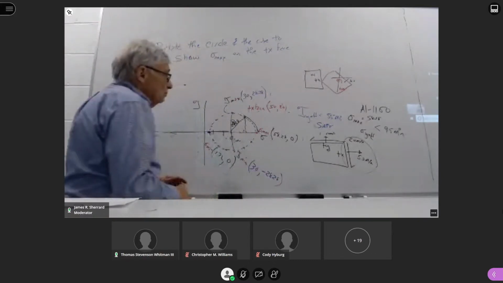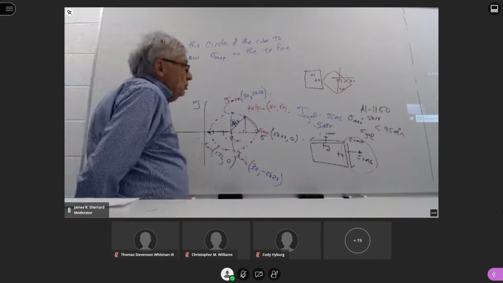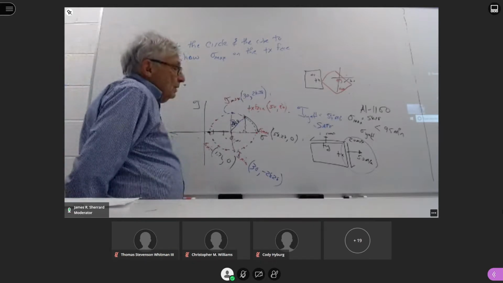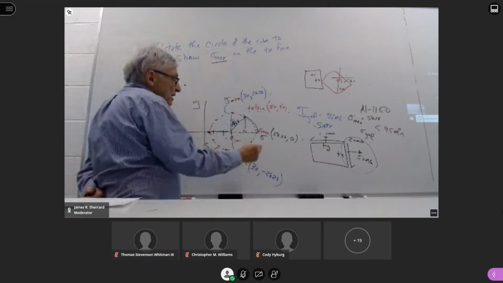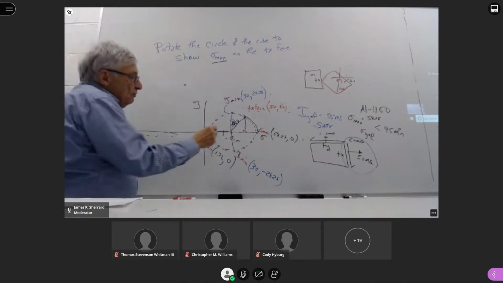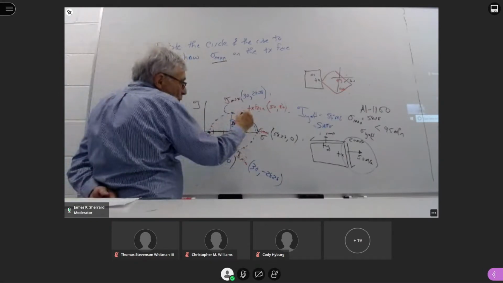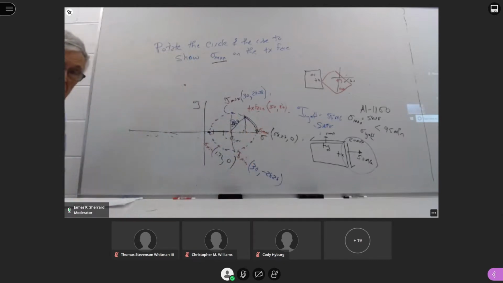So typically you would be given an amount of rotation and direction. Well, that's what we're going to do now. Okay. So what I've asked you is to rotate the circle and the cube to show sigma max on the plus x face. This is sigma max. So if I look at my circle, I want to rotate this down to here.